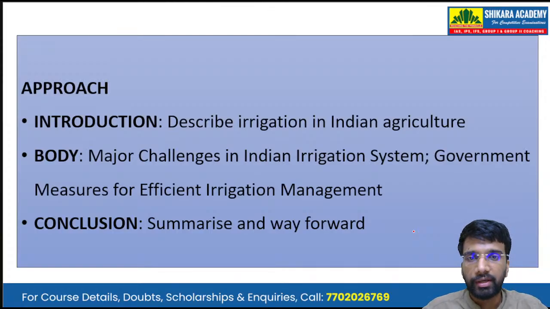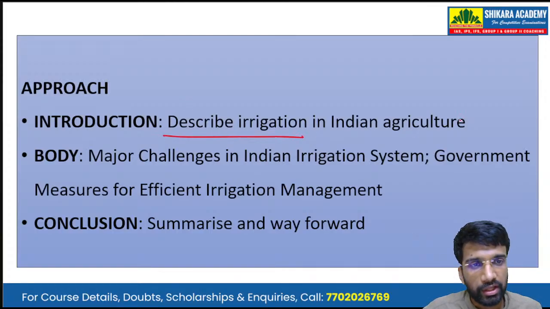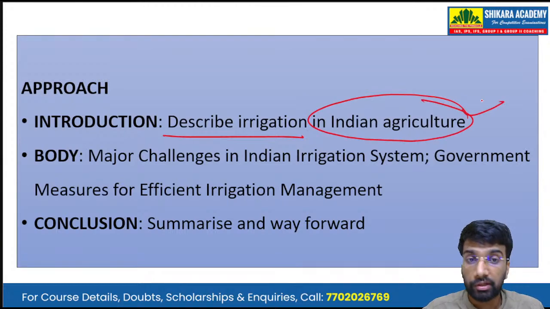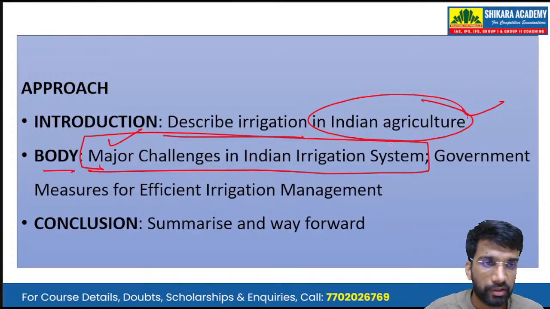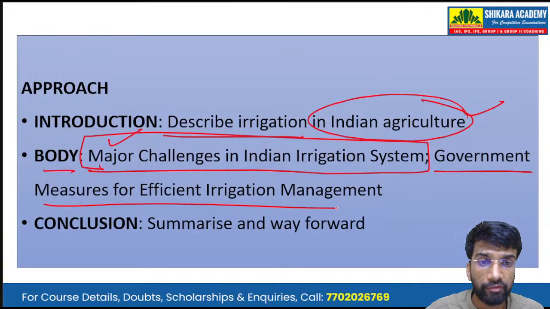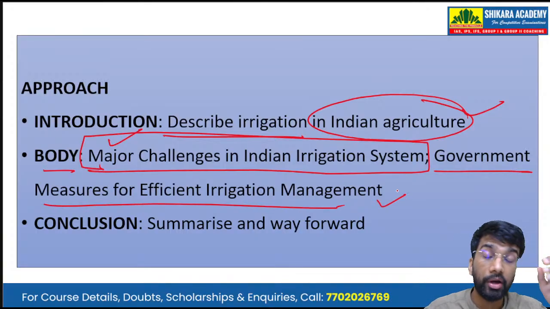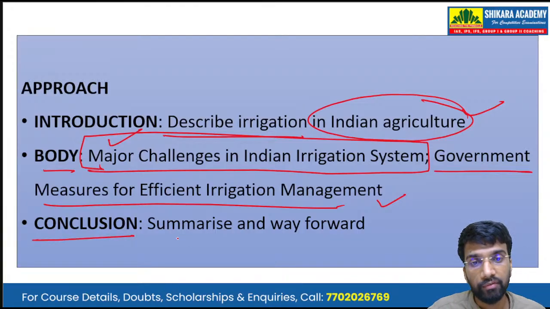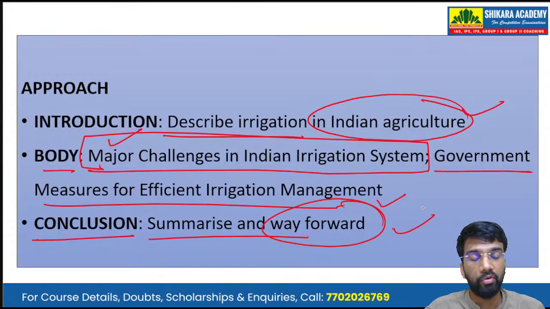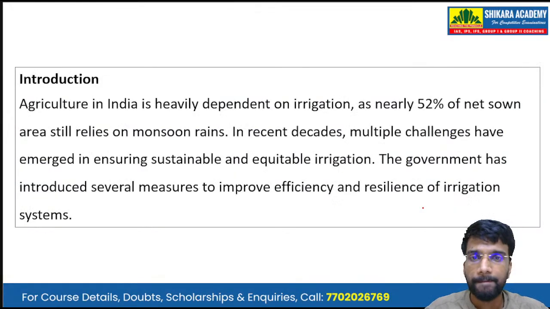Now, the approach that we'll be taking: in the introduction, we describe irrigation in Indian agriculture, like what's the status of irrigation in Indian agriculture. Then in the body, we write the major challenges in the Indian irrigation system. That is the main demand of the question, and the government measures for efficient irrigation management. So the demand of the question is addressed in the body. Then finally in the conclusion, we summarize and provide a way forward or a forward-looking conclusion.